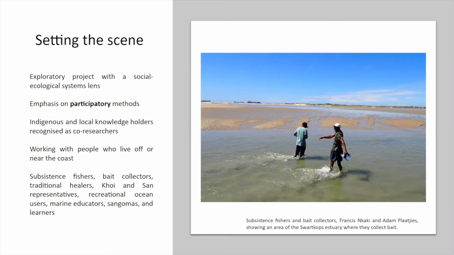But just for saving time, I'm not going to go too deep. Here we've really worked with people who live off and near the coast and who self-identify as indigenous or as local communities who have a special attachment to a specific location. And in this case, Algoa Bay or near Utukela. And we've been working with subsistence fishers, bait collectors, traditional healers, sangomas. We've been working with youth, with conservation engagement people, marine educators. Yeah, so a broad variety of people.